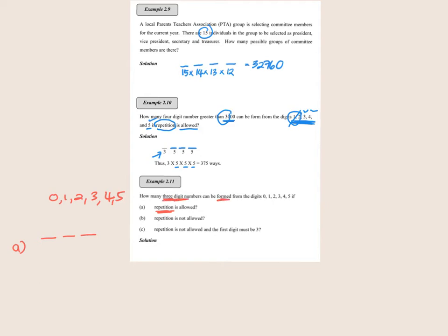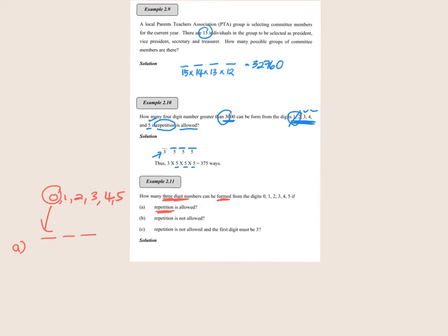So if you want to form a 3-digit number, first of all, you cannot use 0 in the first place. Because if you put 0 in the first slot, and then 1 and 2, this is not a 3-digit number. This is actually a 2-digit number. That's why we cannot use 0 in the first slot.